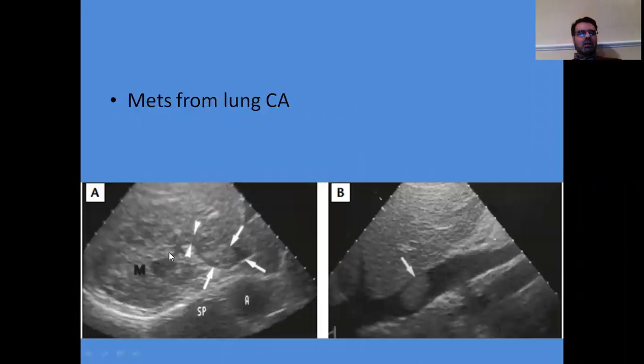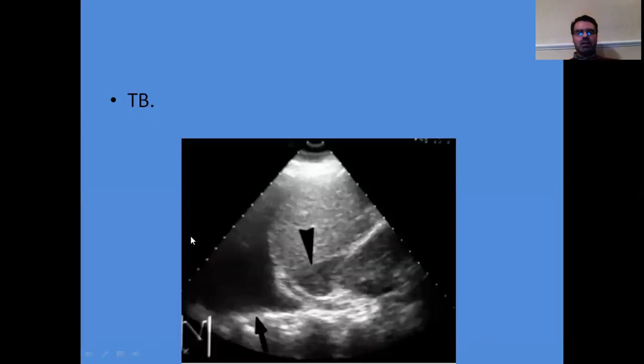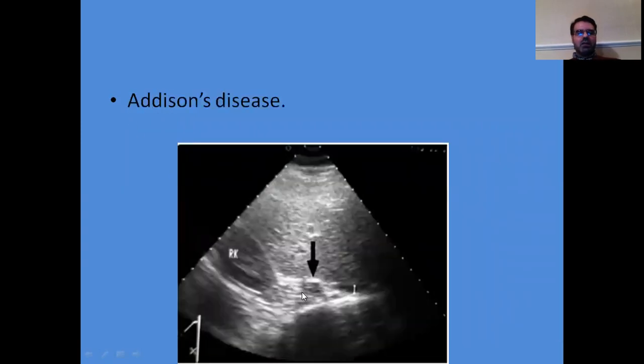Metastasis can also be seen. This is a huge mass in the right adrenal gland with a filling defect in the IVC, and this was metastasis from lung cancer. This is a case of TB with a pleural effusion. Addison disease with adrenal calcifications and shadowing.